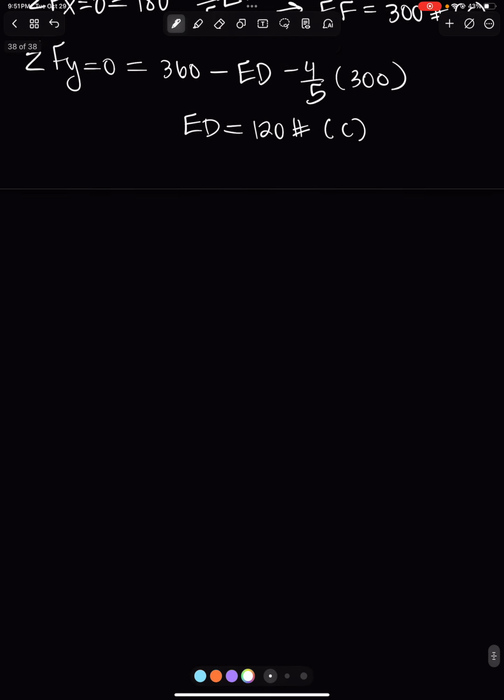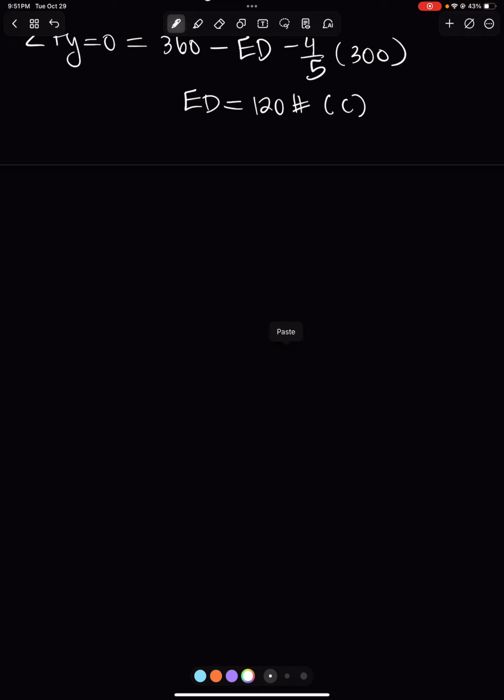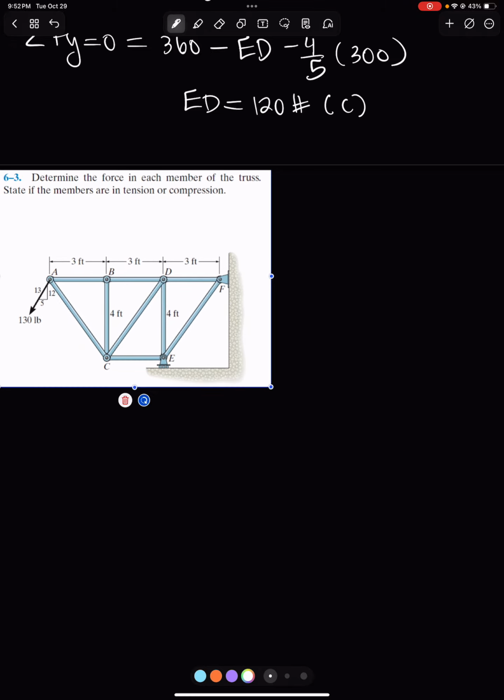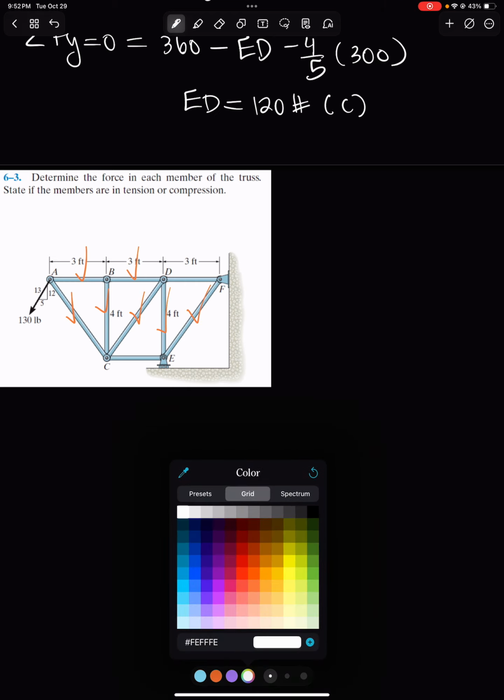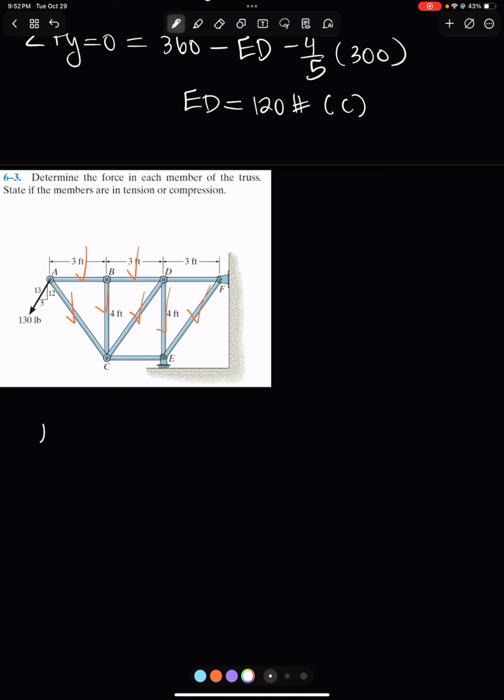Now, lastly, I think we're getting down to the last of it. Thanks for sticking with it. We found all of these; we just need DF, that is all. So let's do joint F.